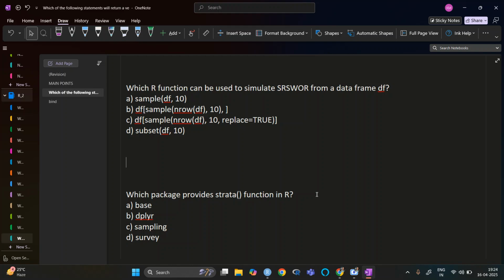Which R functions can we use to simulate this data frame? Data frame sample, replace is true. This was SRSWR. For SRSWOR, without replacement, the replace should be false. So it should be without replacement. Sample DF will be defined first.